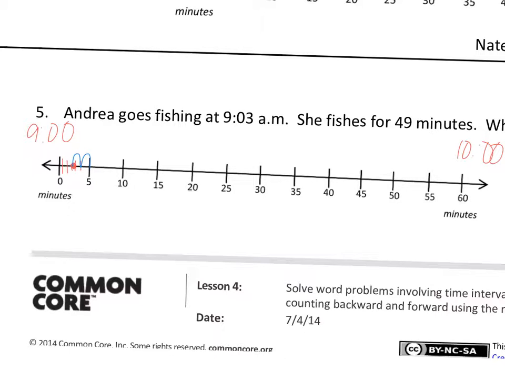5, 10, 15, 20, 25, 30, 35, 40, 45. And I only need 47 minutes, so I don't want to go past 45. I'll make my minutes now, and I can make my small jumps. 40. I'm not very good at the small jumps. 46, 47. So there's our small jumps.